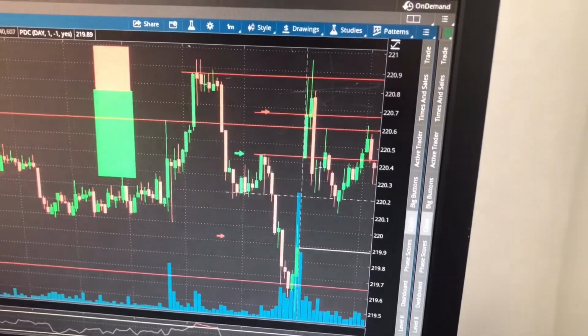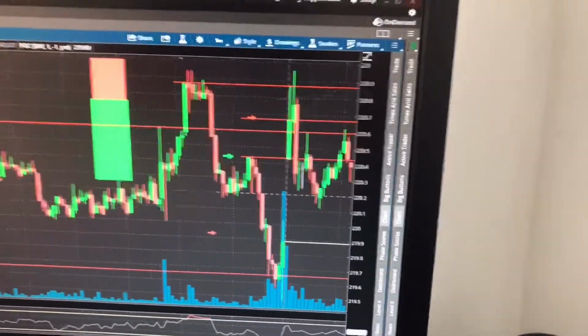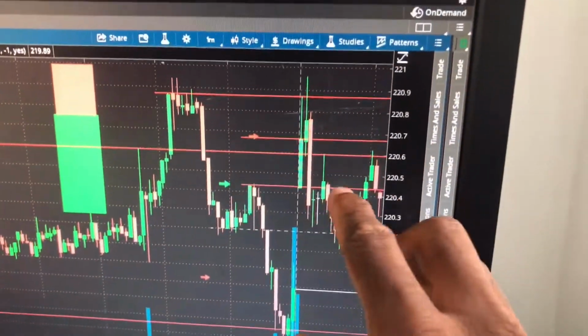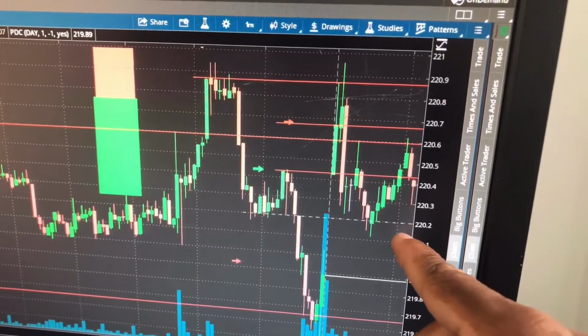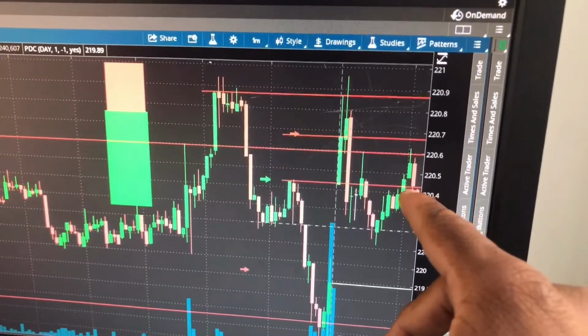All right, let's see what happens. As you guys can see, it turned that into a resistance as calculated. Now, if we come back down here, it's going to test the support level, but we've got to make sure it doesn't bounce here yet.